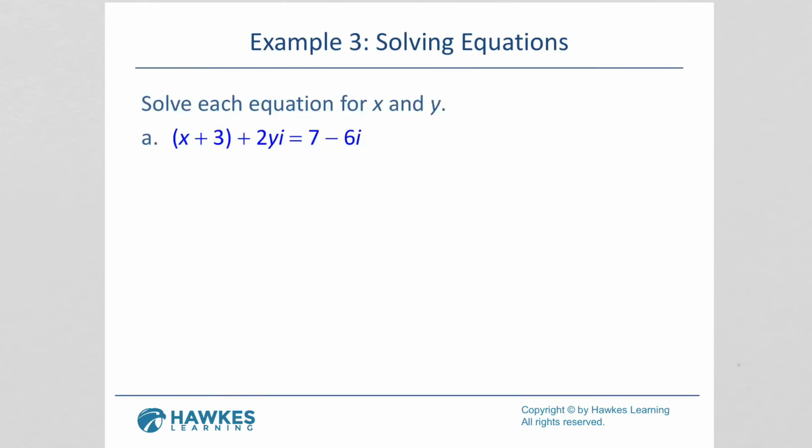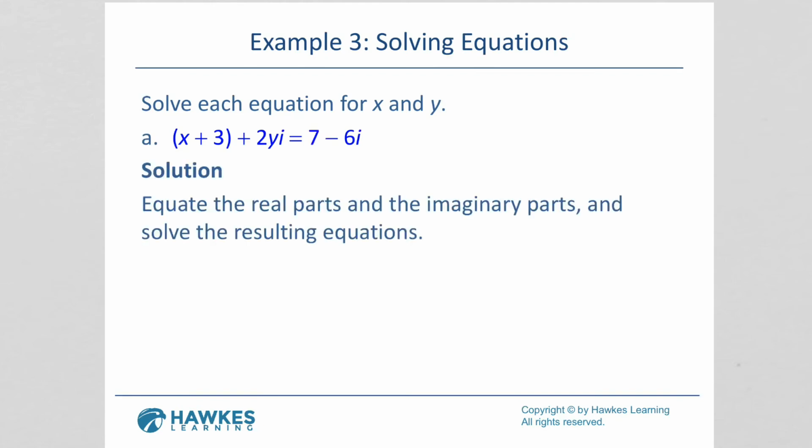Example 3, solve each equation for x and y. This is 3a. x plus 3, that quantity, plus 2yi equals 7 minus 6i. We're going to equate the real parts and the imaginary parts and solve the resulting equations. So my real parts are x plus 3 equals 7, and the imaginary parts are 2y equals negative 6. Subtracting 3 from both sides, x is equal to 4. Dividing both sides by 2, y is equal to negative 3.